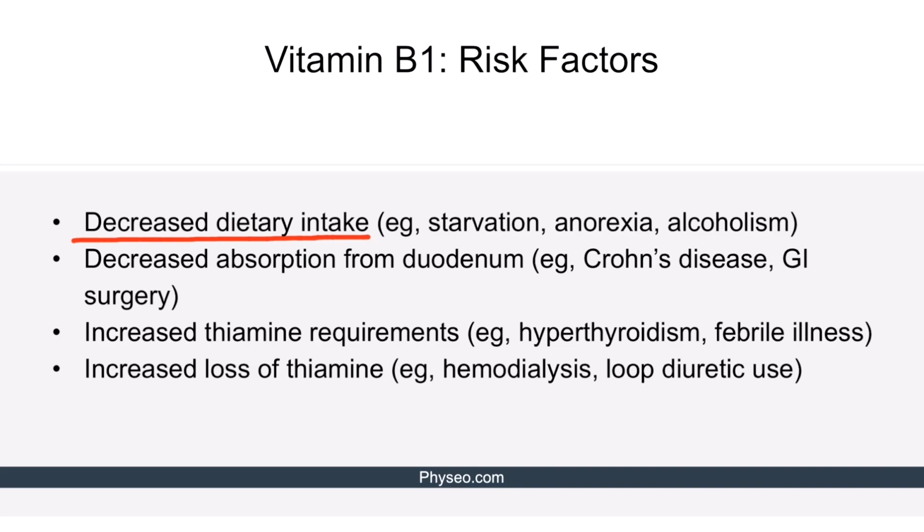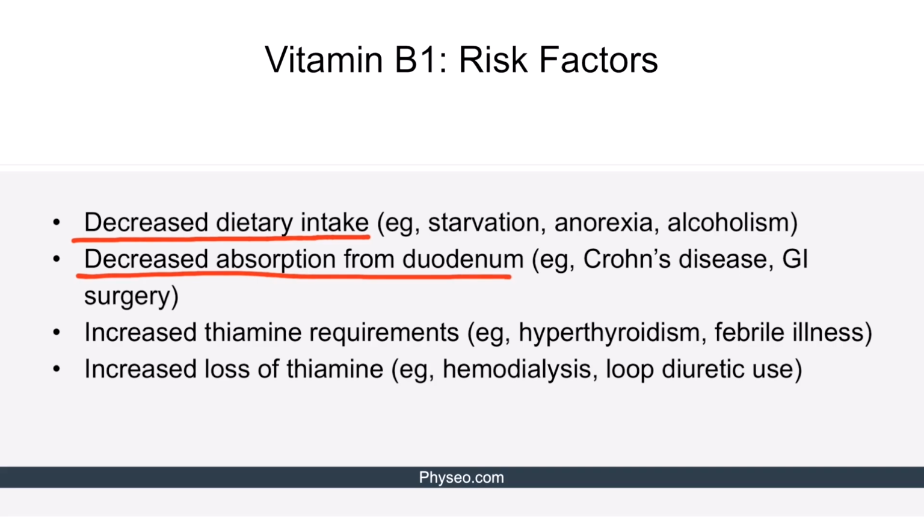Alcohol consumption can contribute to thiamine deficiency in multiple ways. First, people who consume large amounts of alcohol typically have poor dietary habits as well, which can lead to thiamine deficiency. Additionally, excessive amounts of alcohol can lead to an inflammatory state in the GI tract that can impair thiamine absorption. Thiamine deficiency can also occur in some disorders impeding duodenal absorption, such as in Crohn's disease or after gastrointestinal surgery.